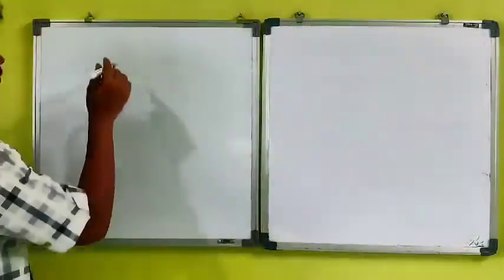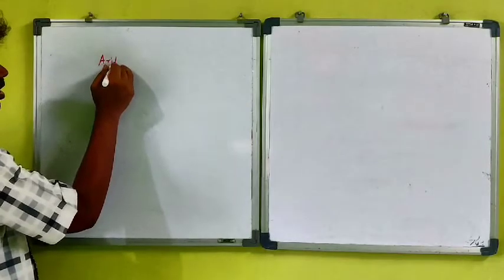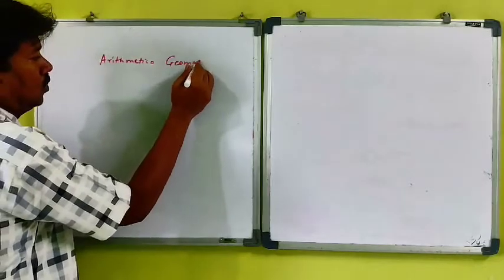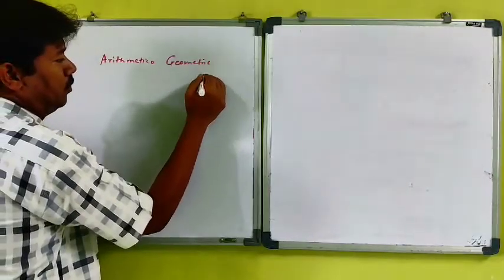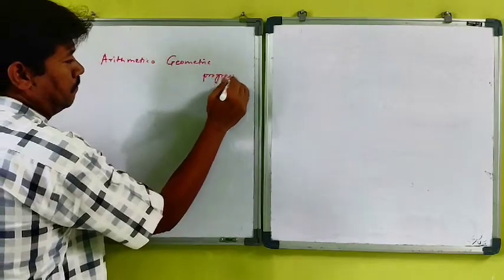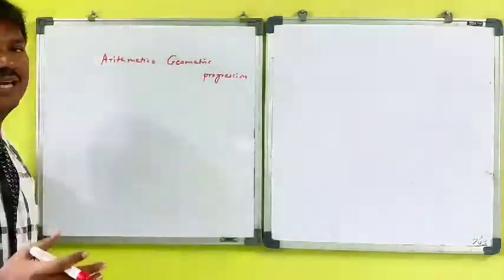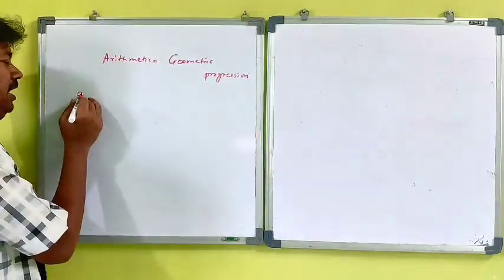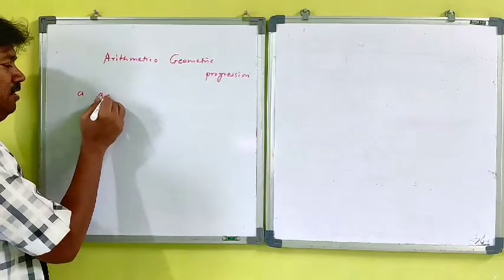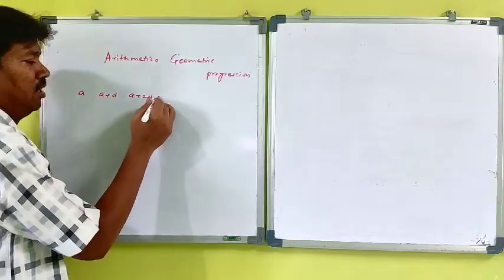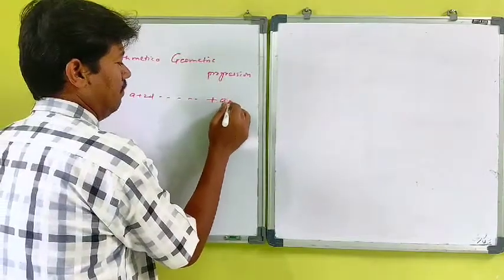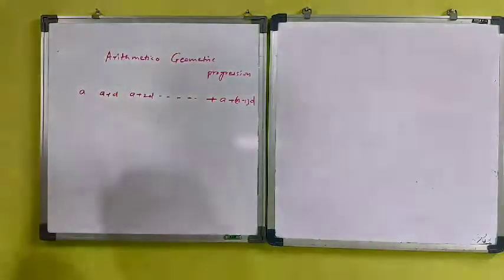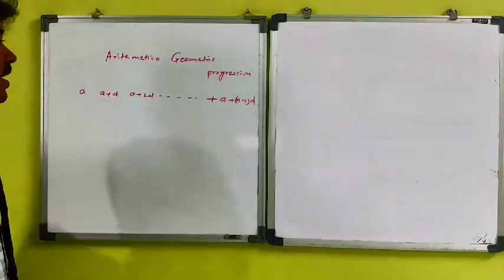Consider AP here. The heading is arithmetico geometric progression. So, we can say it's an AP-GP here. It's called AP-GP. Consider AP, say A. The next term is A plus D, A plus 2D. Like this, the last term is A plus (N minus 1)D. And the common ratio we take as R.